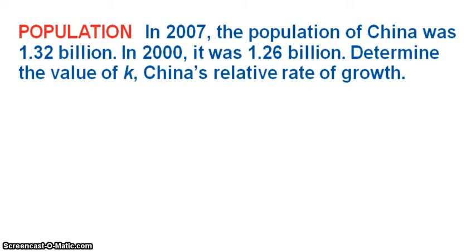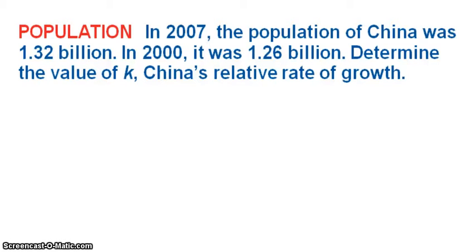Because it makes sense that population doesn't just sporadically gain people at the end of, say, each year or each quarter, it kind of just continuously happens. Population growth is a good way that this continuous growth, or potentially decay, can be modeled. So, if we're looking at 2007, the population of China was 1.32 billion. In 2000, it was 1.26 billion. Determine the value of k, which is China's relative rate of growth.